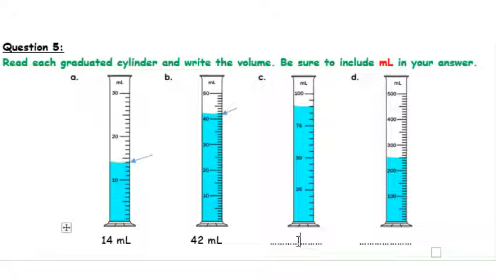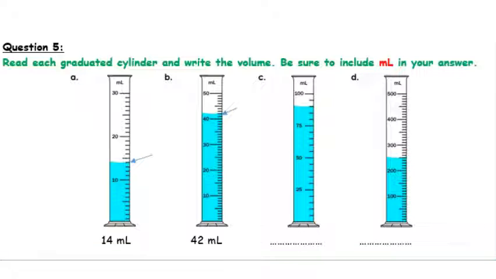What about the third one? As you can see, they didn't put 10, 20, and each line isn't equal to 1 milliliter. What we have to do is to find the scale this cylinder is following. So each 5 lines, 1, 2, 3, 4, 5, okay, 25 milliliters.